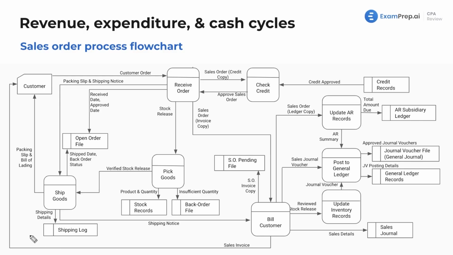Customer is going to then get a sales invoice. It's going to go back to the customer. It's a very, very complex web of a sales order process flowchart. And once we bill the customer, we are going to send the sales order, which what are we going to do? We're going to make a copy specifically meant for the ledger.